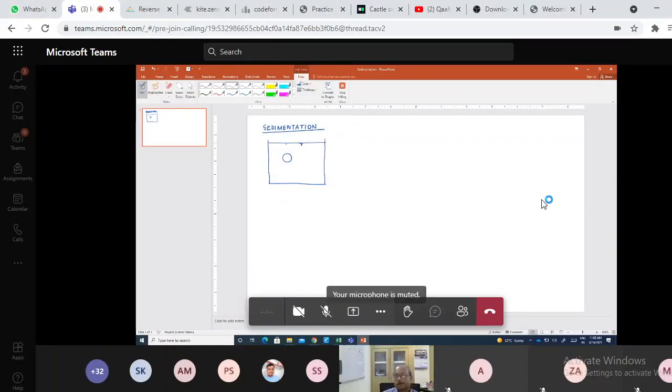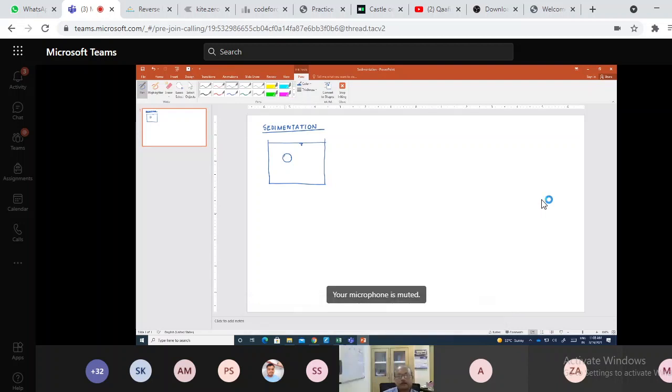Okay, so this is our particle, and let me give it a little shade. And when this particle is in water, it will be experiencing certain forces. So what are the forces? One force is the force due to gravity, and then we have another force, which is the force due to buoyancy.